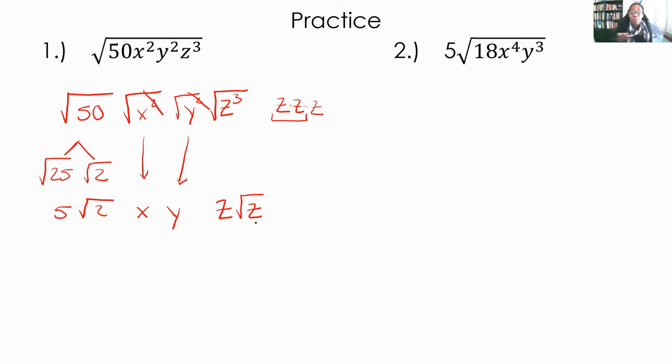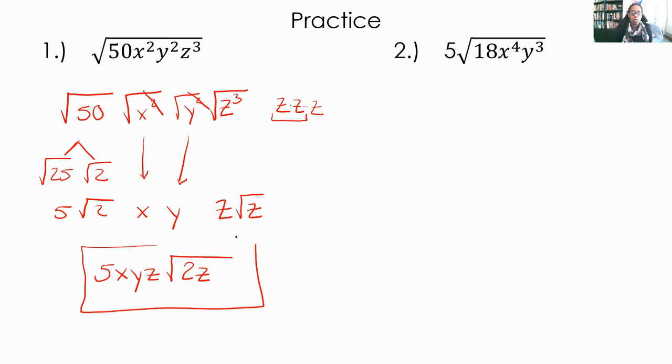So now this is basically our answer, but let's clean it up. So starting with the number, so we have 5, alphabetical order, x, y, z, and now what's still left under the radical is my 2z. So we have 5xyz times square root or radical 2z. So now for number 2, we have our 5 that's just coming down for the ride.